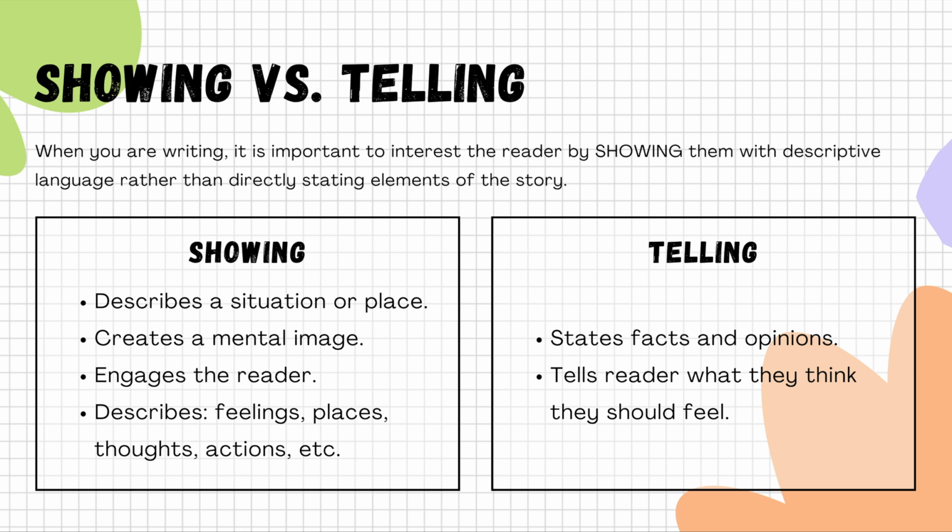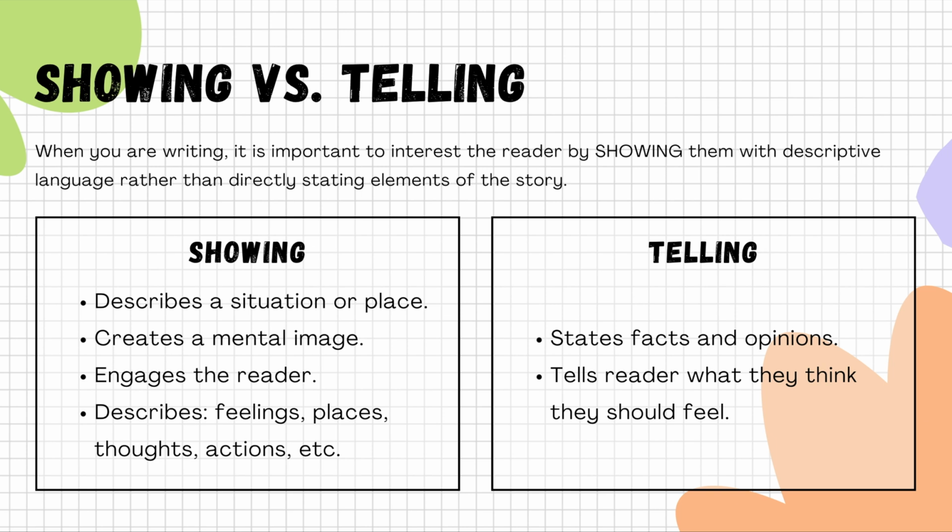Showing versus telling. When you're writing, it's important that you interest the reader by showing them with descriptive language rather than directly stating the elements in the story. When you're showing somebody something, that means you're describing a situation or a place using descriptive language. You want to create a mental image within the reader's mind. This engages the reader, makes them more interested in your writing, and helps to describe feelings, places, thoughts, and actions.